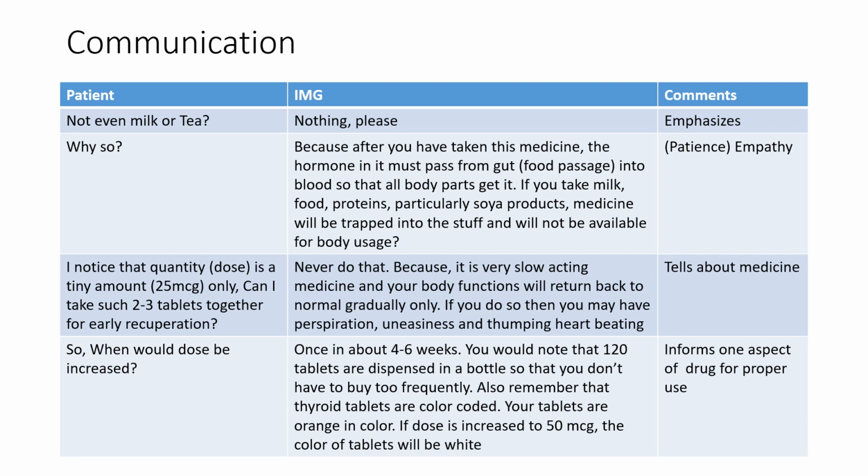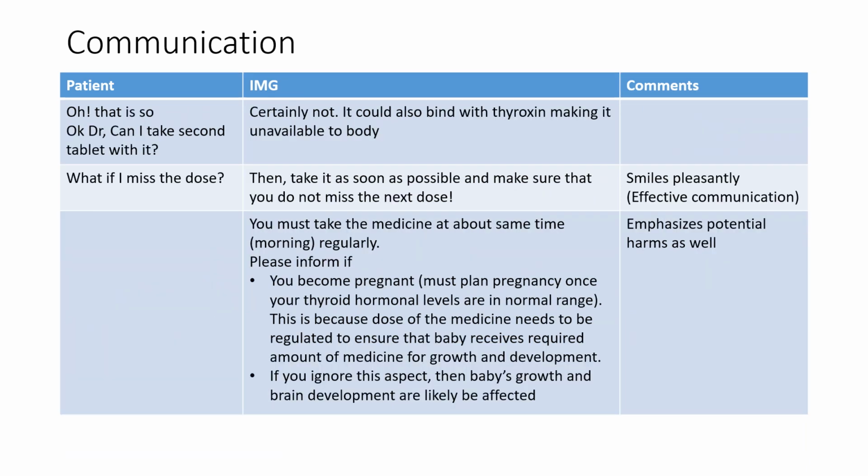weeks. You would note that 120 tablets are supplied in a bottle so that you don't have to buy too frequently. Also remember, the thyroid tablets are color coded. Your tablets are orange in color. If the dose is increased to 50 microgram, then the color of the tablet will be white. So it informs all aspects. It's an important aspect. Oh, that is so. Okay, doctor, can I take the second tablet with it? Certainly not. It could also bind with thyroxine, making it unavailable to the body.